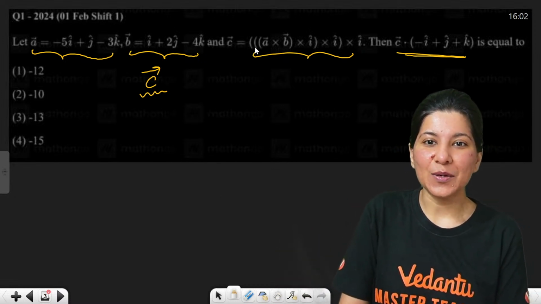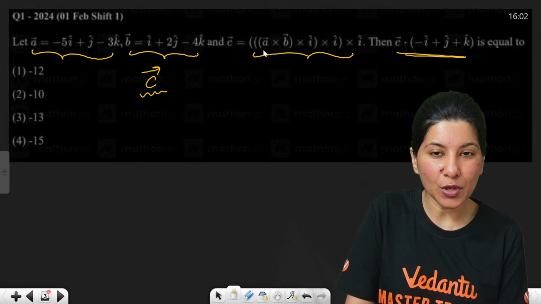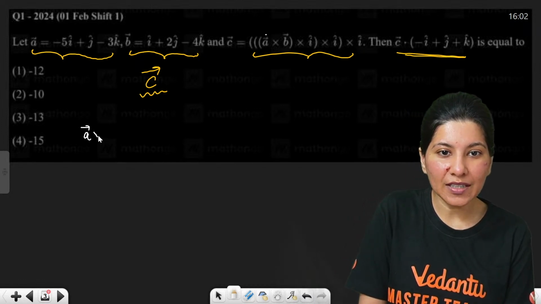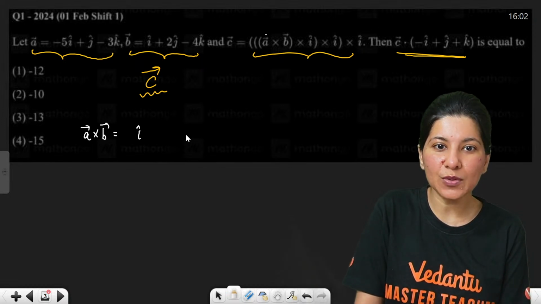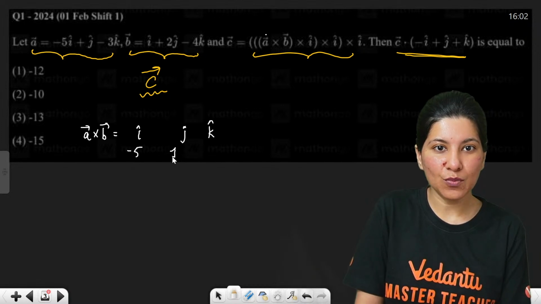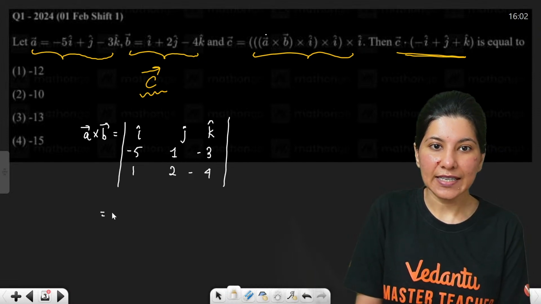So yes, C is A cross B cross I cross I. Clearly, if you want to get the value of C, first of all you want to get the value of A cross B. Now A cross B, you know how to calculate with the determinant approach: minus 5, 1, minus 3, and 1, 2, minus 4. This is your A cross B. Let us now calculate it.